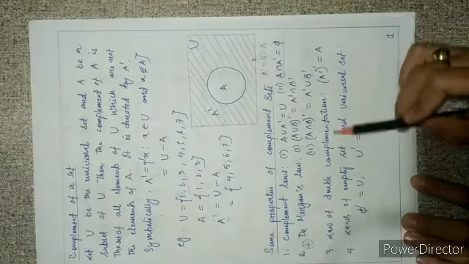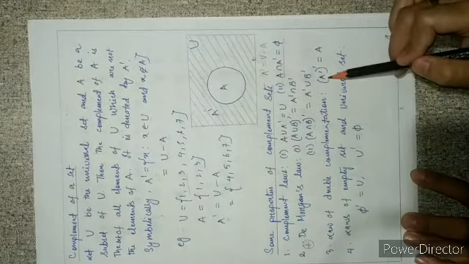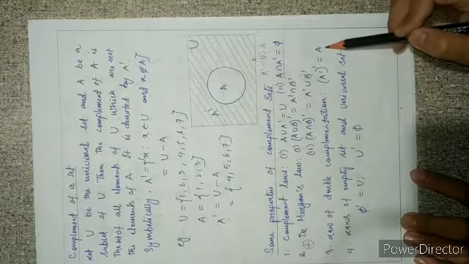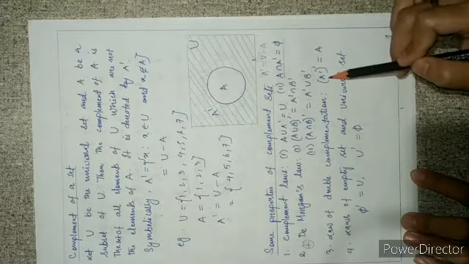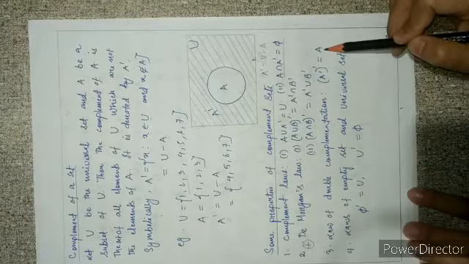Number 3, law of double complementation. Taking double complement on a set A is equal to set A.